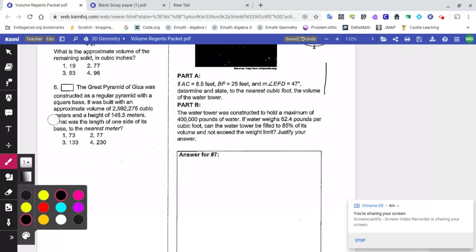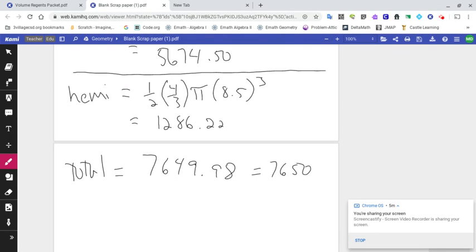Right now, it's constructed to hold a maximum of 400,000 pounds of water. Water weighs 62.5 pounds per cubic foot. Can the water tower be filled to 85% of its volume and not exceed the weight limit? All right, so we need to find 85% of its volume.